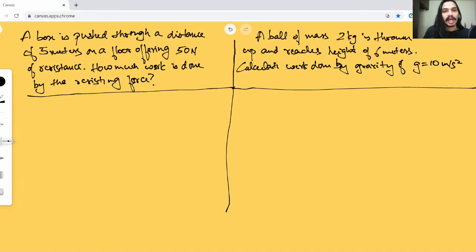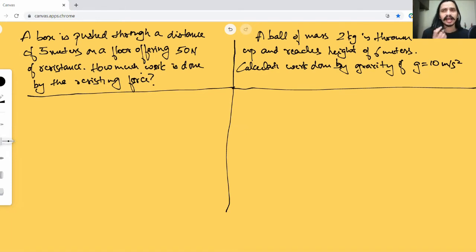Now the question is, how much work is done by the resisting force? Since the resisting force's work is to stop the object, it means we are trying to reduce the energy of the object or reduce the speed, and by reducing the energy, that basically means we are talking about negative work. Anything that resists is a negative work. So we need to calculate negative work over here.